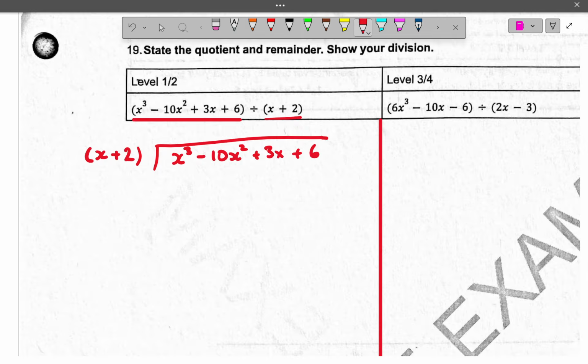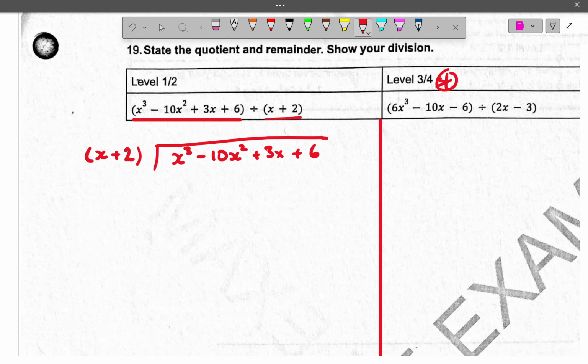It's important to remember that these have to be in the correct order, from the highest degree to the lowest degree. I should always be going down by 1 or leaving a space if they're not showing that. They do that in this level 3, 4, so I'll show that in the second example. But for the meantime, we'll go through this one together.